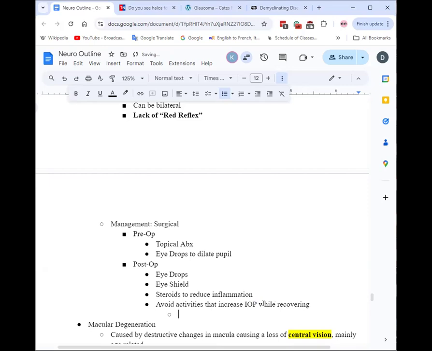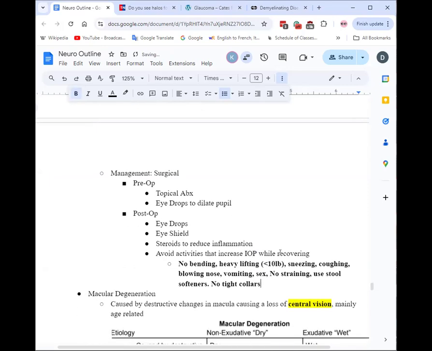So these are the things they cannot do. No bending, heavy lifting. Try to avoid sneezing and coughing, blowing your nose, vomiting, straining, sex. You want to use stool softeners because that helps reduce straining. No tight collars on them.